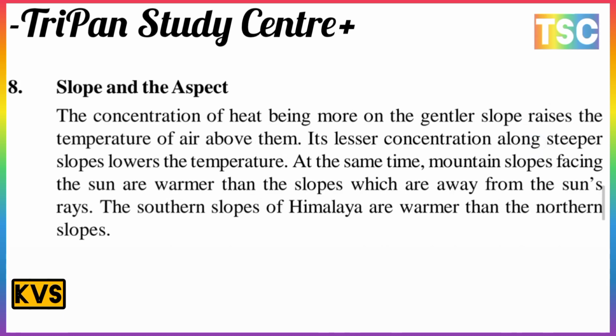The next point here is slope and aspect. The concentration of heat is more on the gentle slope, raising the temperature of the air above it. There is lesser concentration along the steeper slope, which lowers the temperature. At the same time, mountain slopes facing the sun are warmer than the slopes which are away from the sun's rays. The southern slopes of the Himalayas are warmer than the northern slopes. That is an important point here.